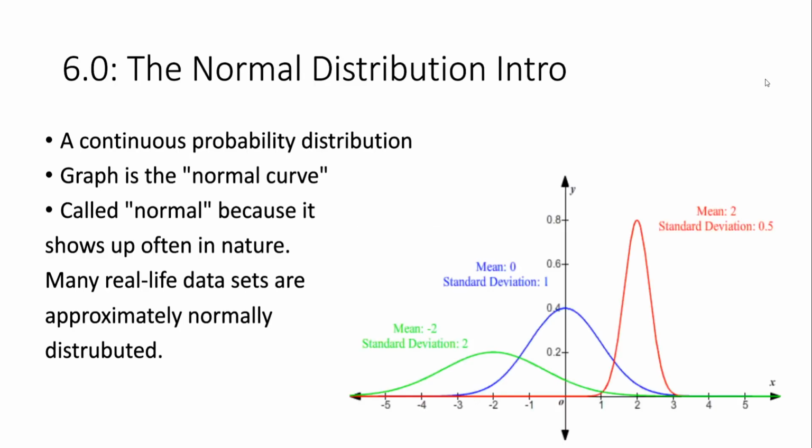In this video, we're going to be talking about the normal distribution. The normal distribution is a continuous probability distribution. If you remember, all of the probability distributions we saw in Chapter 5 were discrete. Now we're going to look at a continuous one.